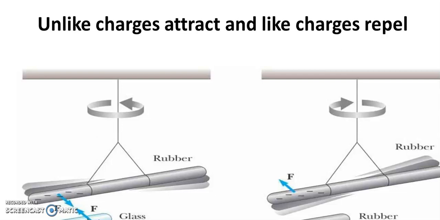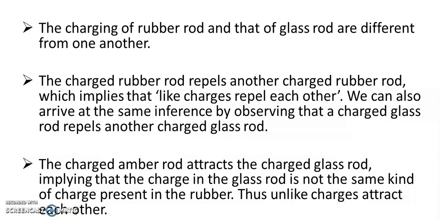From these observations, the following inferences are made. The charging of a rubber rod and that of a glass rod are different from one another, because the material of the rubber rod and the material of the glass rod are different. The charged rubber rod repels another charged rubber rod, which implies that like charges repel each other. Likewise, a charged glass rod also repels another charged glass rod because both materials are of the same type.